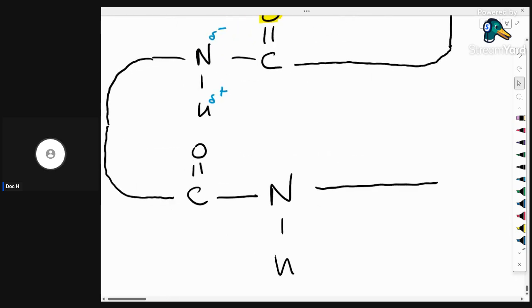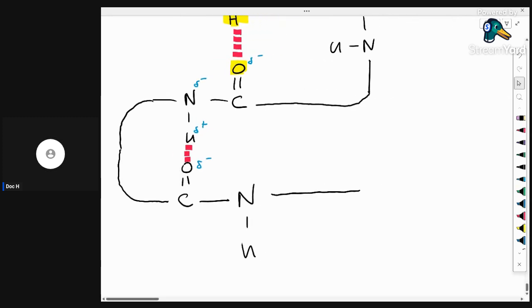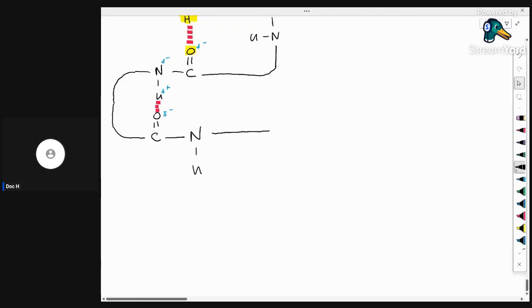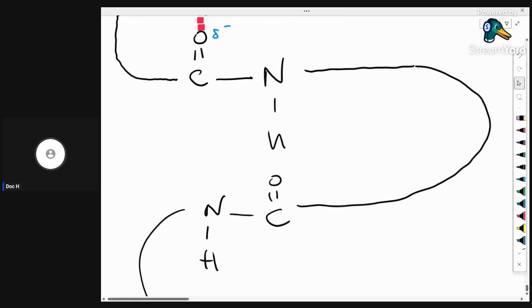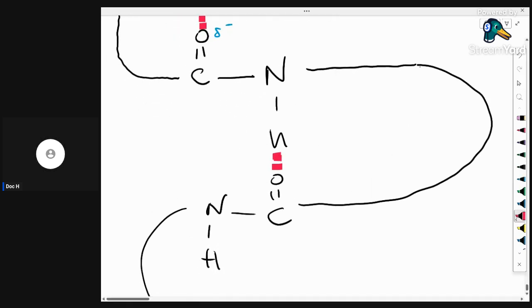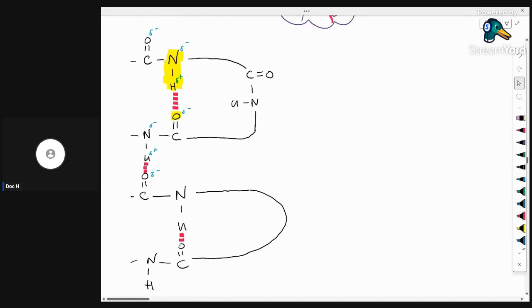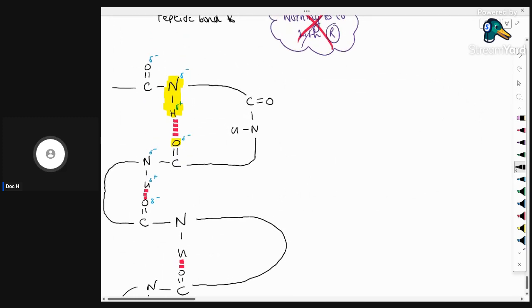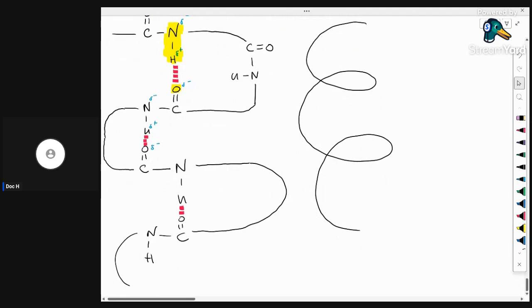And the same thing happens here, right? You've got delta negative here, delta positive there, and you have another hydrogen bond that forms. And you can imagine this keeps going. Okay, I'm not going to labor the point too much, but this could happen again here. So another hydrogen bond here, and this can keep going. And what this forms is a sort of coiled structure like this.